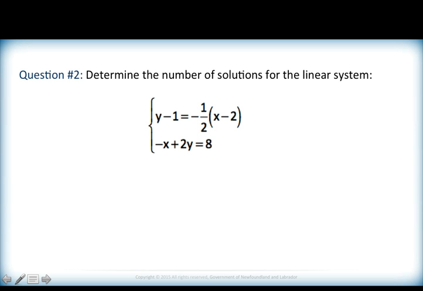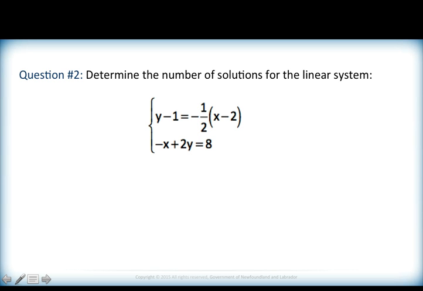So what we need to do now, we need to take both of those equations, rewrite them in slope-intercept form to determine if they have the same slope. Is it a different slope, different y-intercept? Are they the same? We need to be able to compare and contrast those.